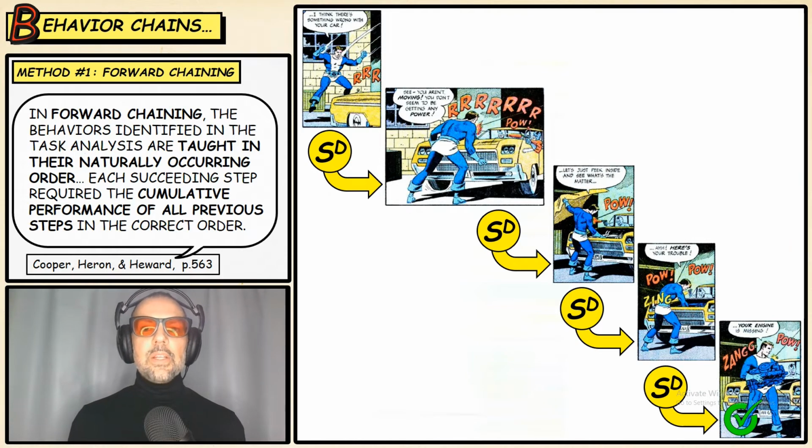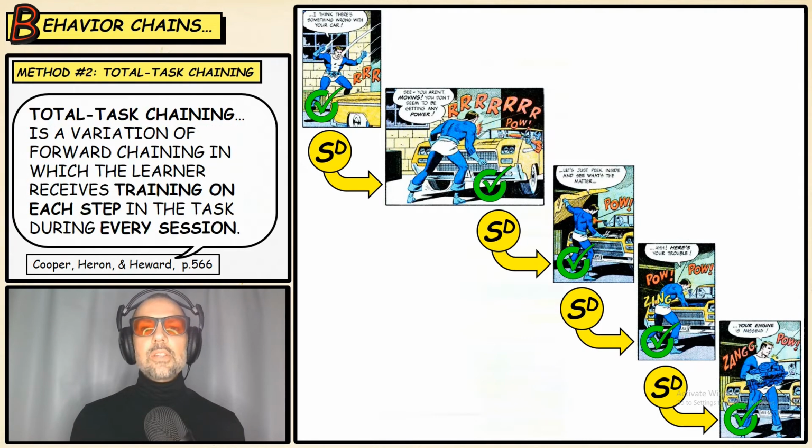And you might be sitting there and thinking to yourself, well, that doesn't seem very intuitive. Most of the time in our daily lives, if we were just asked to train somebody on a task, we would train them on each step every single session. We would just train them on step 1, step 2, step 3, and so on, going through the entire chain. And that is actually method number 2, and it is known as total task chaining. So in total task chaining, this is a variation of forward chaining in which the learner receives training on each step in the task on every single session.